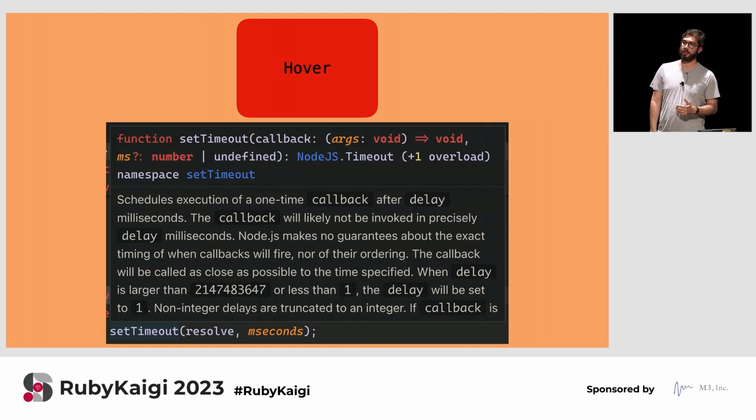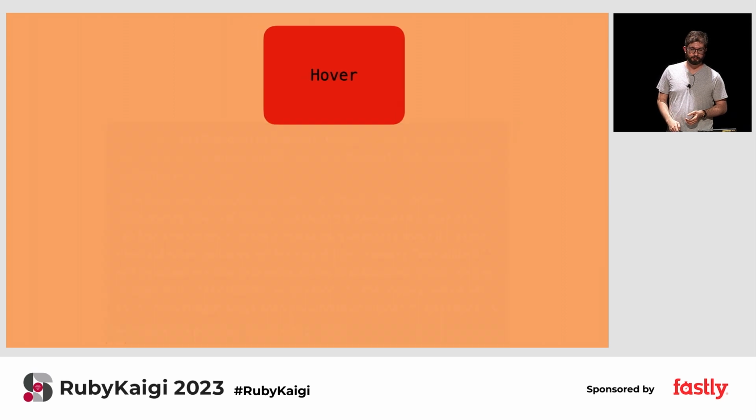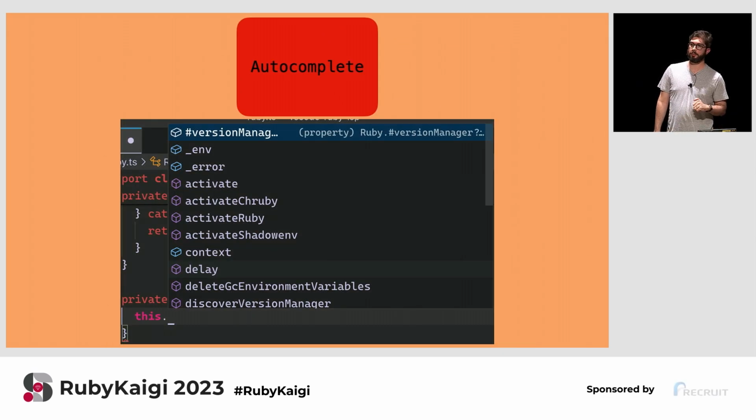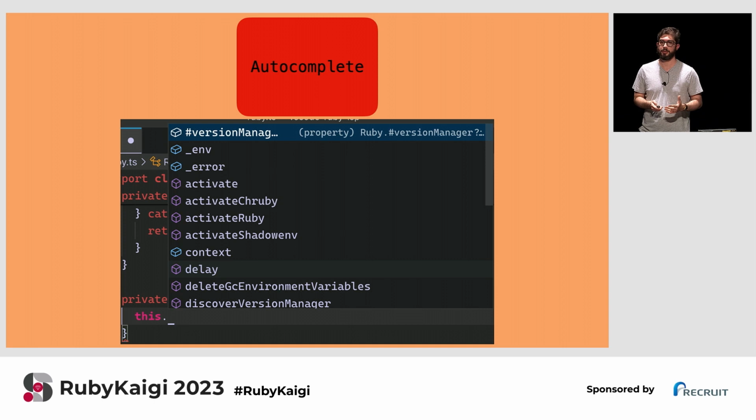Hover, showing documentation, signatures, and even types on hover requires an index as well, so that we know which piece of documentation is associated to each method and to each class. And autocomplete, in order to provide suggestions, also needs to know about what are the available methods and constants and classes in your project.